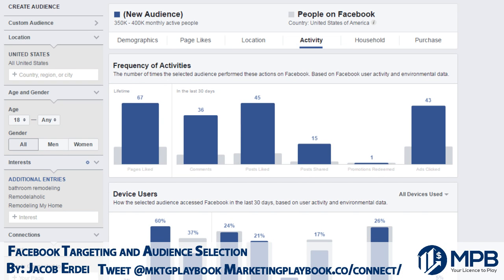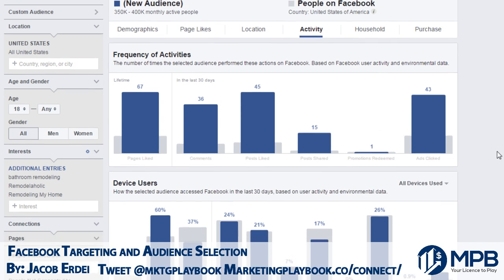So looking at the frequency of activities, we're going to see that over the lifetime, the average person here has liked quite a bit more pages. We're going to see promotions redeemed just at 1. This is going to be low across the board in every niche currently. I expect this to rise over time. And the reason why it's low right now is because a lot of people aren't doing the promoted promotions yet. So as more and more people and businesses start doing that, I think that'll slowly rise. And we're going to see the percentage of the number of ads clicked and things along those lines.